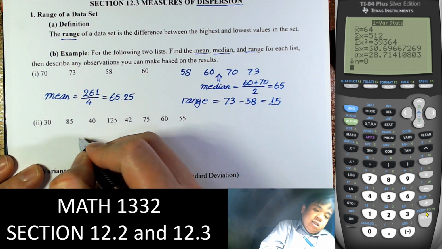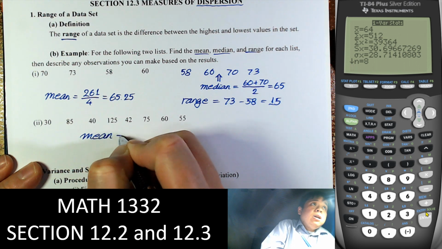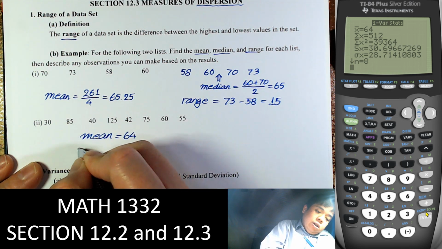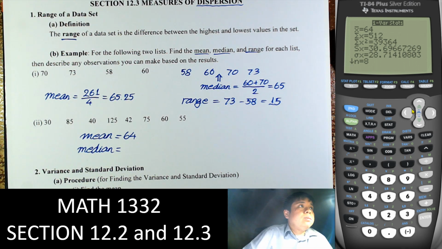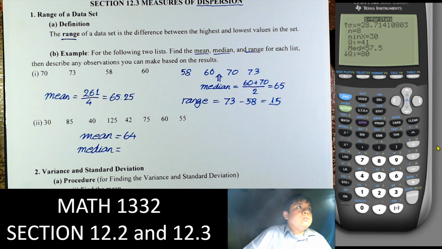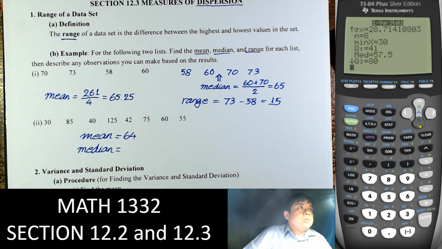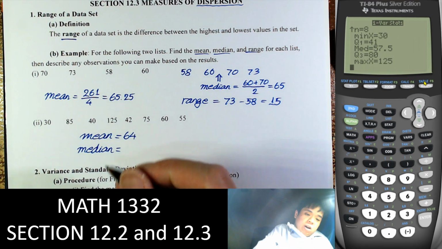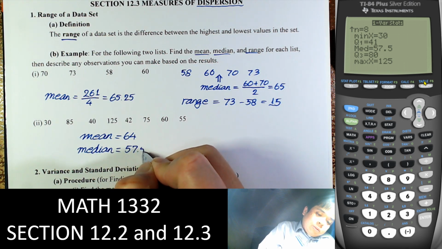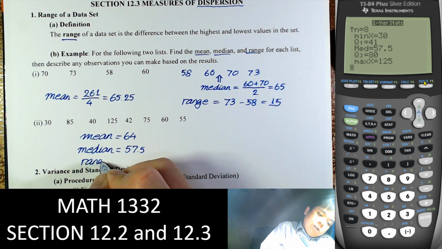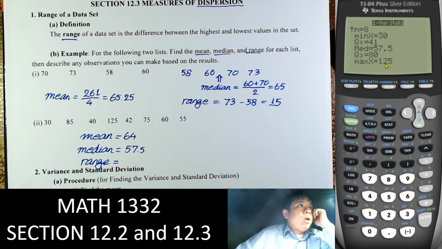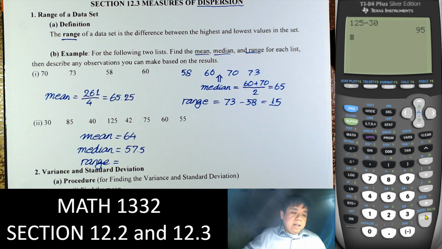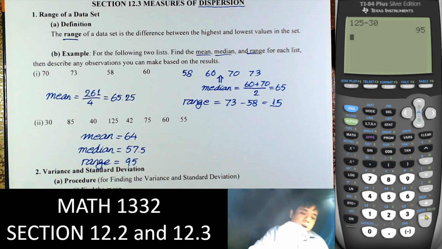and we have the mean is 64. The median is 57.5, and the range: the high is 125 minus 30, which is 95. So any observation here?